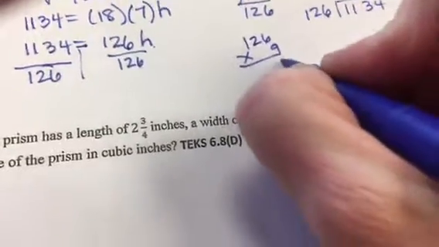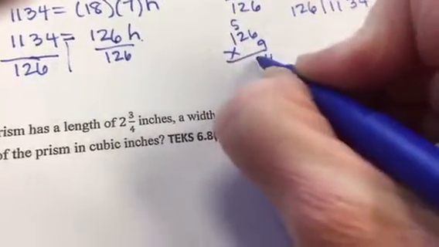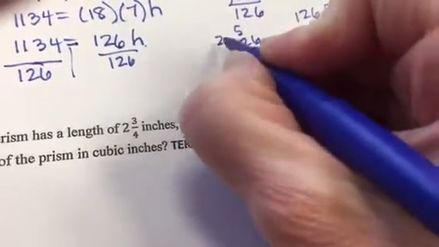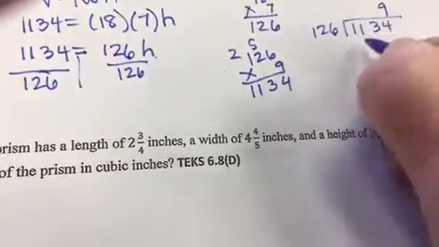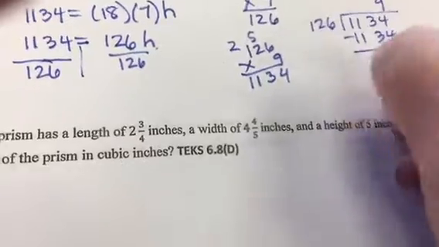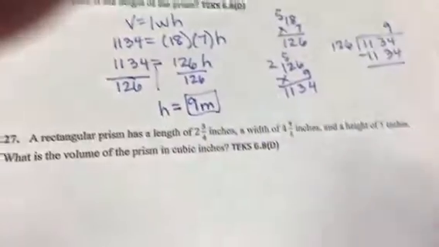9 times 6 is 54, carry your 5. 9 times 2 is 18, plus 5 is 23. 9 times 1 is 9, plus 2 is 11. So that actually ends up being what I need. My final answer, h, is going to be 9, and this is going to be in meters, because it's the height and not the volume, it's just regular meters. So my final answer is 9 meters.